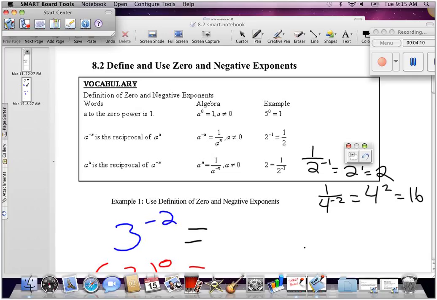So do you have any questions about what to do when you have a negative exponent? First thing you do is you flip it, and then your exponent becomes positive, and you go ahead and solve it from there. Should I go on? Yes? No? Let's look at some of these over here.